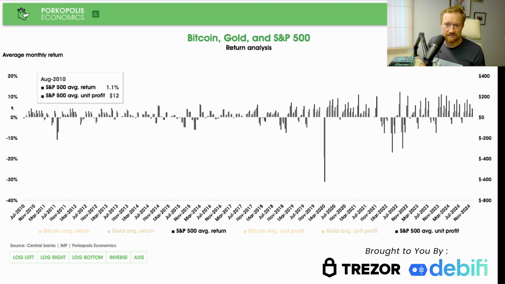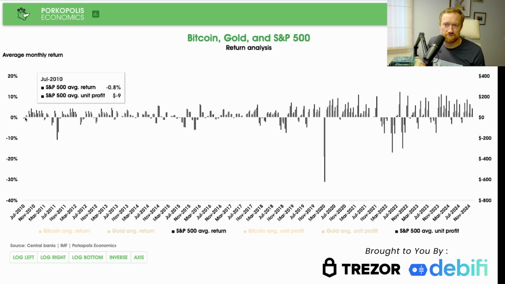Okay, but left-hand side is the average monthly return. Monthly return is just if you take the average price or average value, in this case, it's the index, right? So if you bought the index, is the average value, and then what's the return of that each month? And then if you could buy one of those, what's the unit profit? Okay, so this is how the S&P looks.